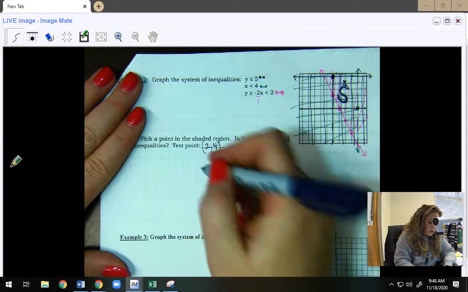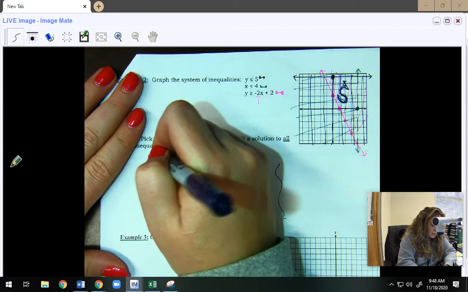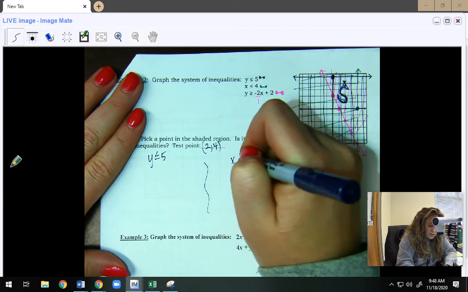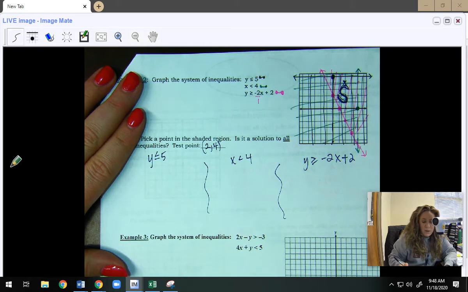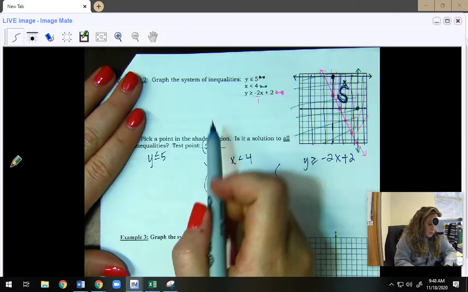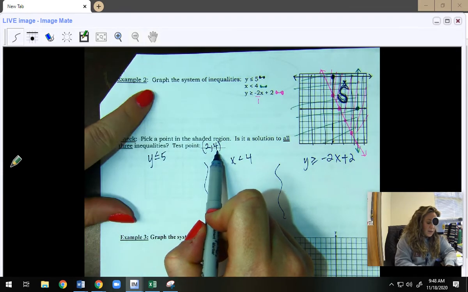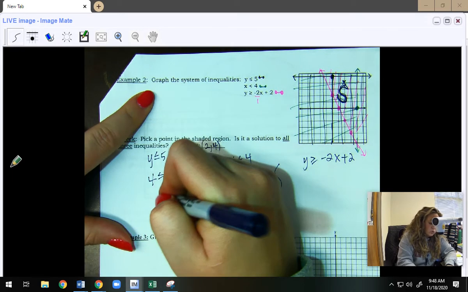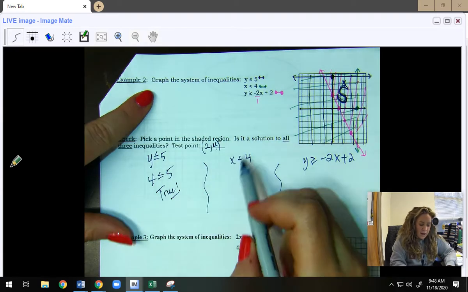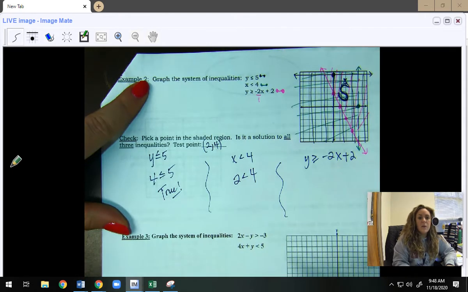Okay, and I got to check it in all three. So y is less than or equal to 5, x is less than 4, y is greater than or equal to negative 2x plus 2. Because if it fails in one of these, it fails the system, okay? All right, so here's my x, here's my y. This is only asking me for y. So 4 is less than or equal to 5. True. X, okay, well, my x value is 2. 2 is less than 4. True.